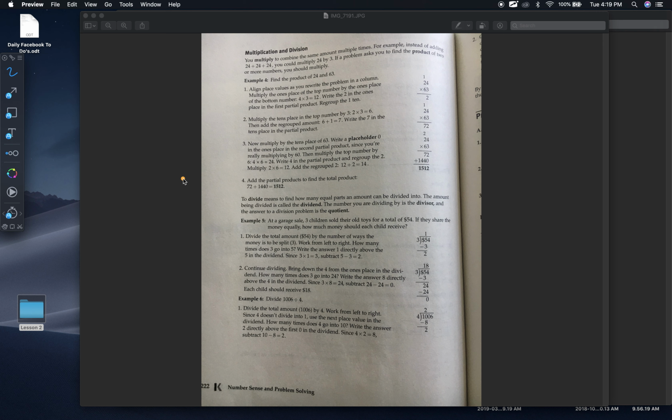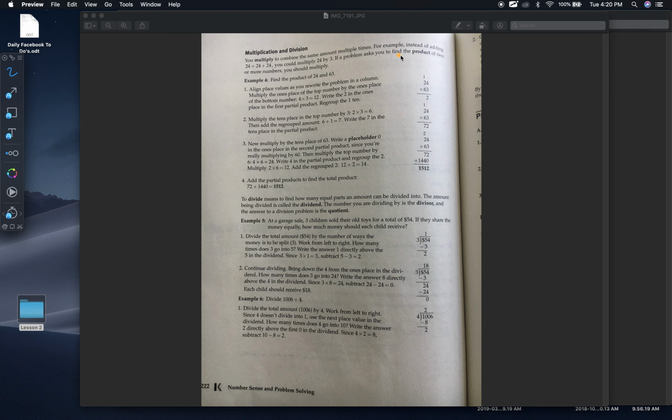and that's all very useful since the GED will have time restraints. At least if you know the tables, you can recall the answers quite quickly. And really, as an adult, it'll probably only take you 1 day to learn all the tables, maybe a little longer, depending on how much effort you put into it. Okay, multiplication and division. You multiply to combine the same amount multiple times. For example, instead of adding 24 plus 24 plus 24, you could multiply 24 by 3.